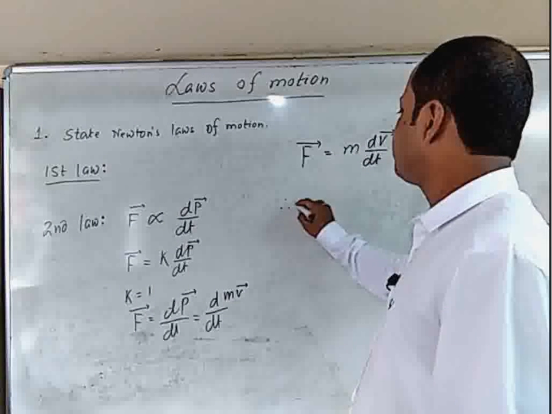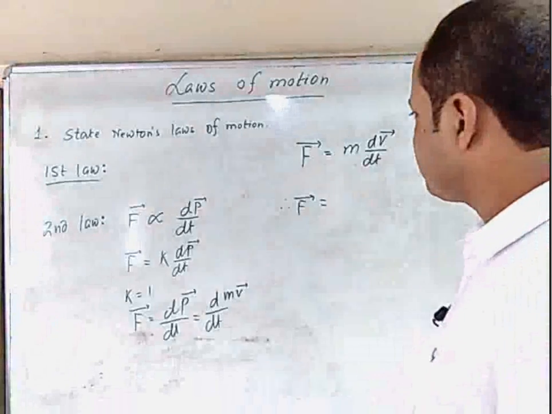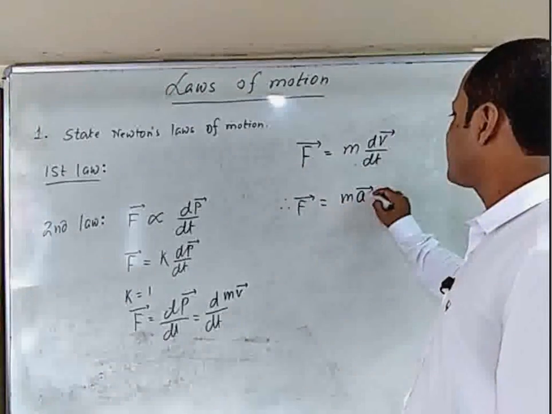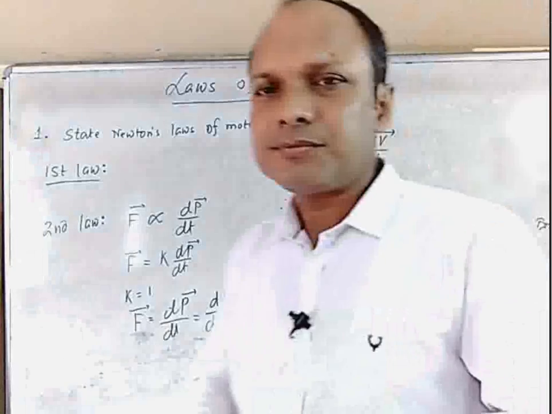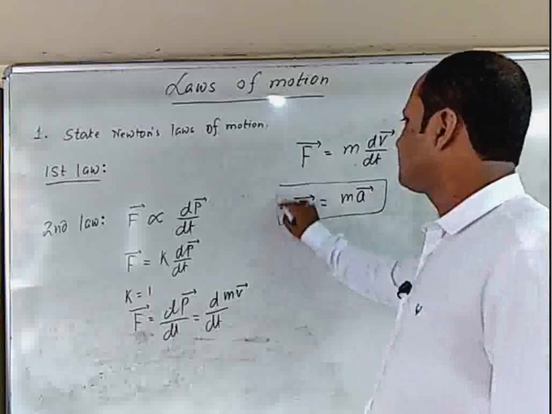This is the m into d/dt of v. So it will be m d/dt of v. Clear? Very important. Very important.